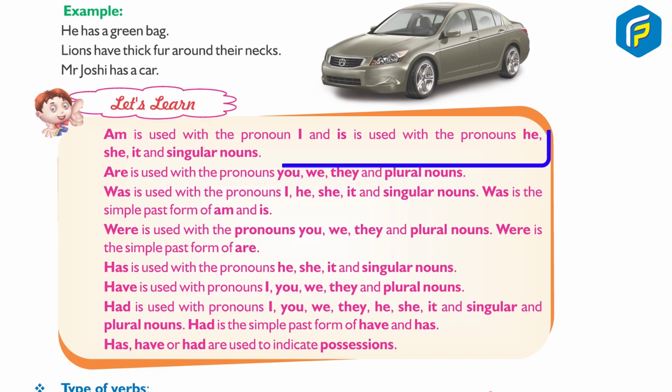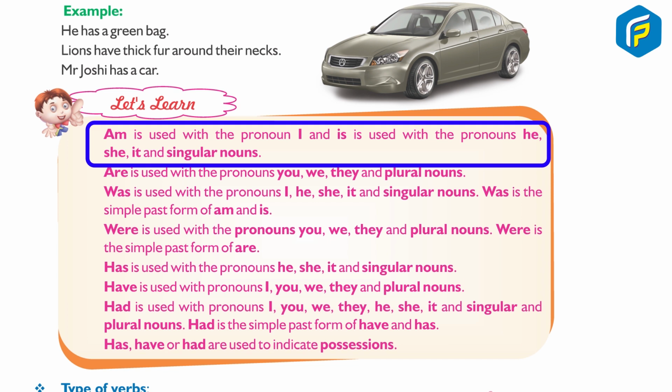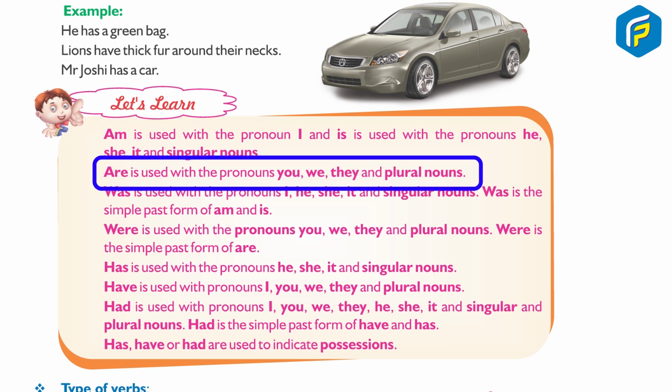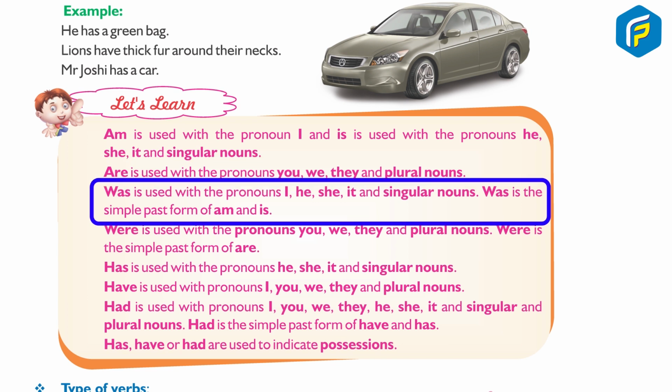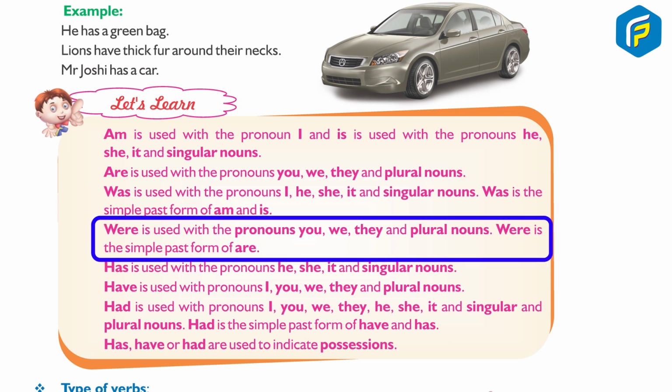Let's learn. Am is used with the pronoun I, and is is used with the pronouns he, she, it and singular nouns. Are is used with the pronouns you, we, they and plural nouns. Was is used with the pronouns I, he, she, it and singular nouns. Was is the simple past form of am and is. Were is used with the pronouns you, we, they and plural nouns. Were is the simple past form of are.